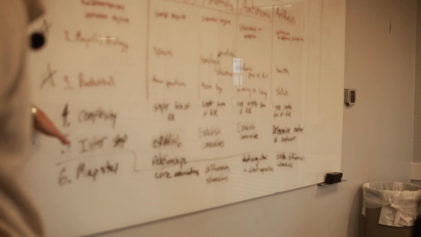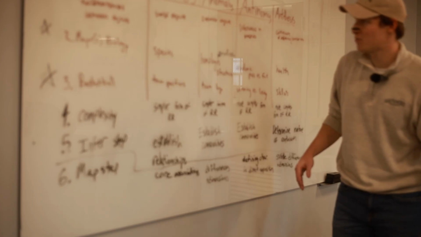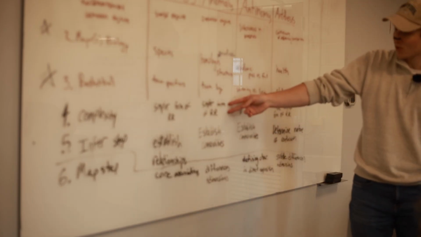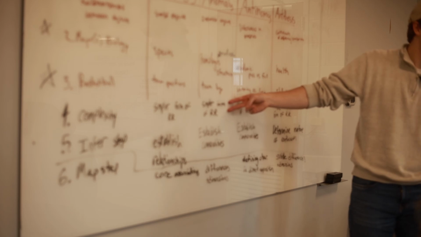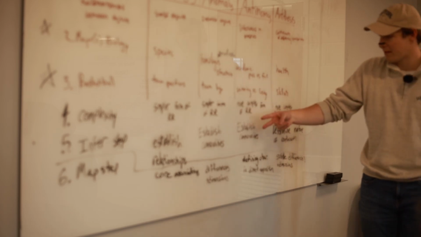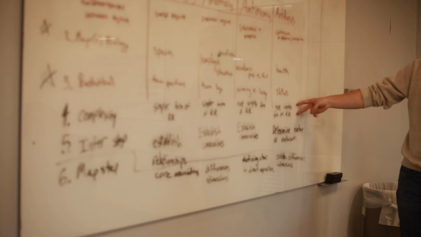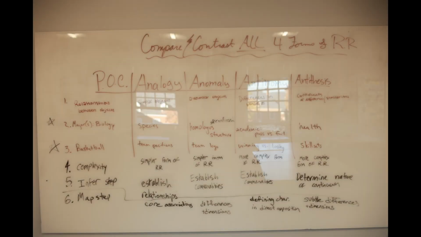The point of comparison can be pretty straightforward. The complexity of relational reasoning: analogy is a simpler form of relational reasoning. Anomaly is also a simpler form of relational reasoning. I've been saying that throughout this entire lecture, the entire class. Antinomy is more complex, antithesis is more complex. Does anybody disagree with any of those statements?